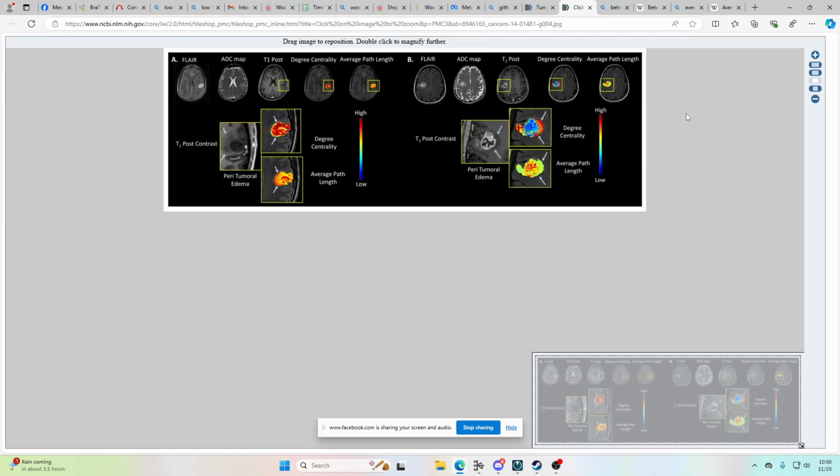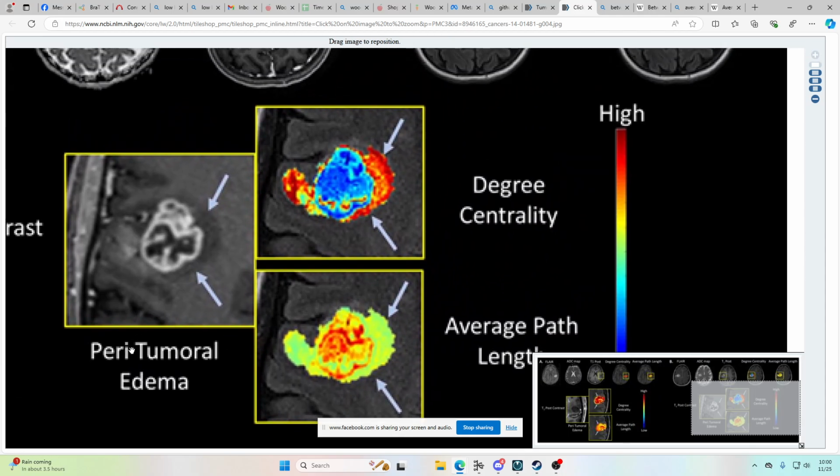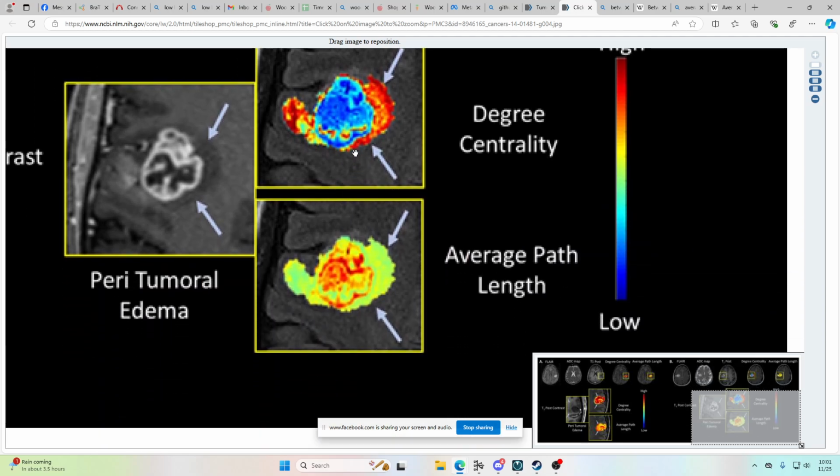Let's see, how do I zoom in on this? So there's the degree centrality and the average path centrality. So they calculated the degree centrality between every voxel. Well, I guess the betweenness. This isn't betweenness, this is degree centrality. That's a different type of centrality. Centrality kind of gives you an idea of how important a node is for every other node.